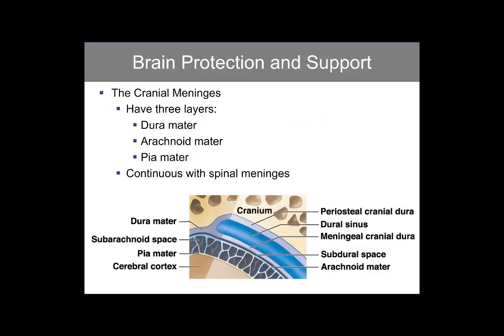We'll start with the meninges. Again, there are 3 layers, and this image is really good if you take the time to look at it. First, note the placement of the cranium. So this is the bone of the cranium. The first layer is the dura mater, followed by the pia mater.